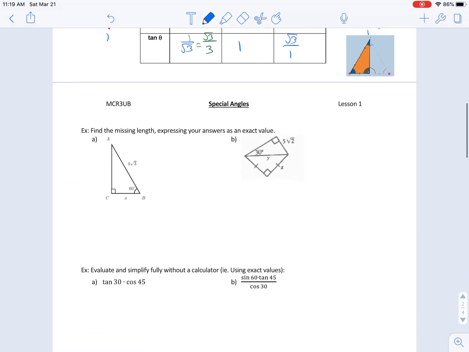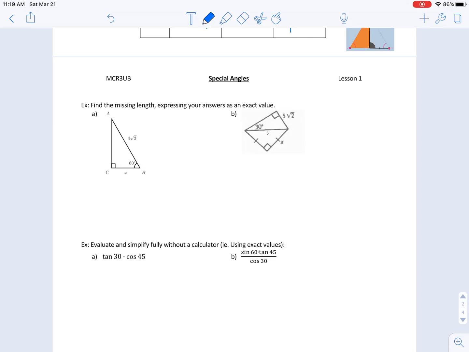So the idea is sometimes when you have problems where you've got these angles, you can replace the side lengths with those exact values. And this is what I mean here. So it says find the missing length, especially in your answers, as an exact value. So that tells me I need to use my special angles or my special triangles. So if we look at the first one, looking for x here, I've got this angle 60 and I've got the side length across from 90 degrees, so that's my hypotenuse. So I have the adjacent and the hypotenuse. So I'm going to use cosine in order to solve for this one.